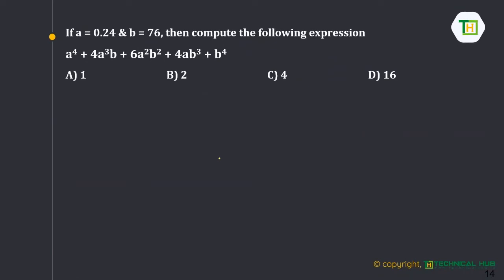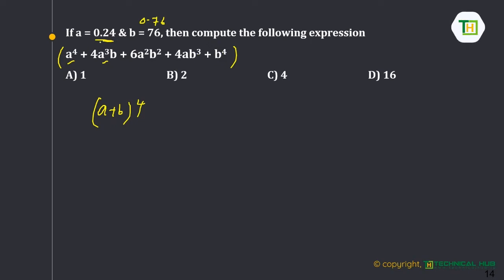Yeah, see the next question. If A is equal to 0.24 and B is equal to 0.76, not 76 here. So B is equal to 0.76. Then compute the following expression. If you observe this one, it is nothing but A plus B whole to the power of 4. When you expand A plus B whole to the power of 4, you will get A power 4 plus 4A cube B plus 6A square B square plus 4AB cube plus B to the power of 4.